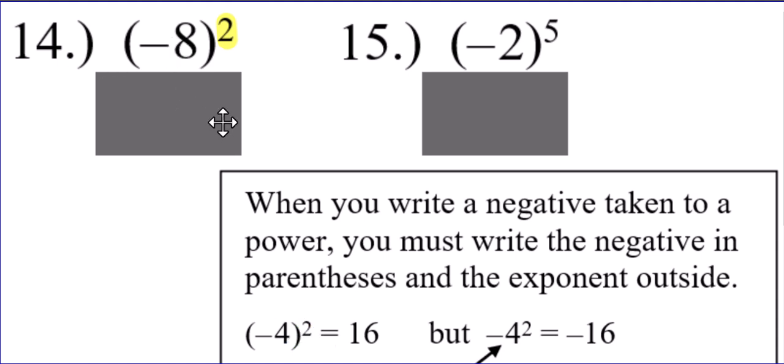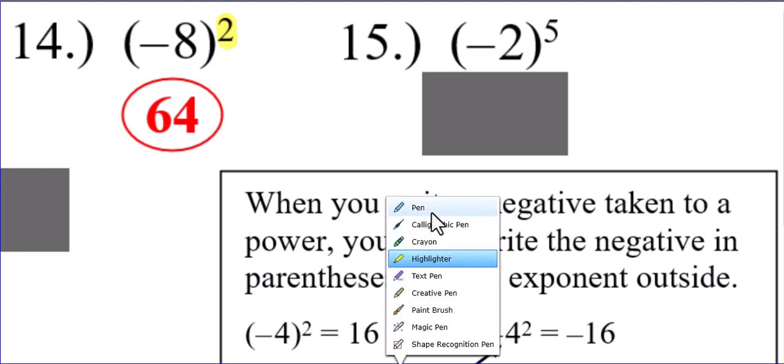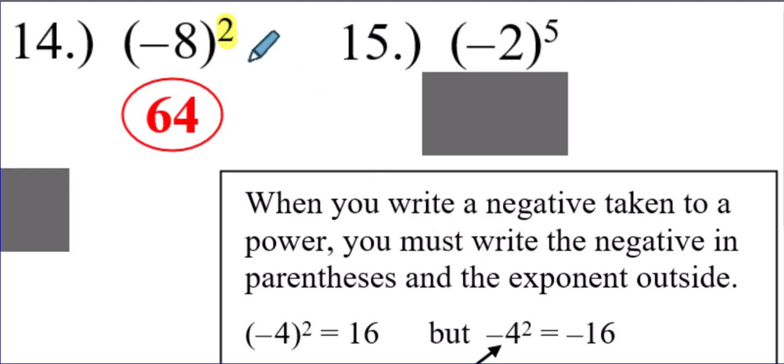Now, 8 times 8 is 64. If you accidentally had 16, you were accidentally thinking that this was 8 times 2, but it is not. This is actually negative 8 times negative 8. That's what this actually means. And that's why it is positive 64, not 16.